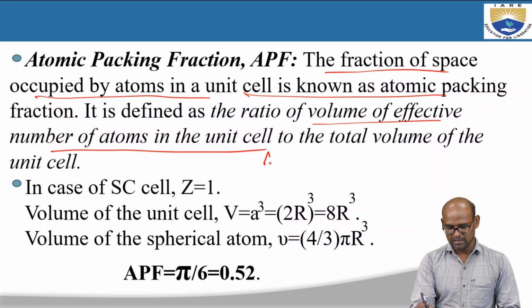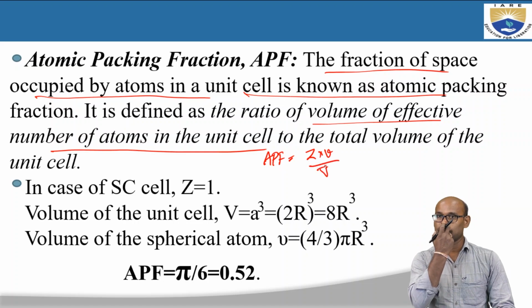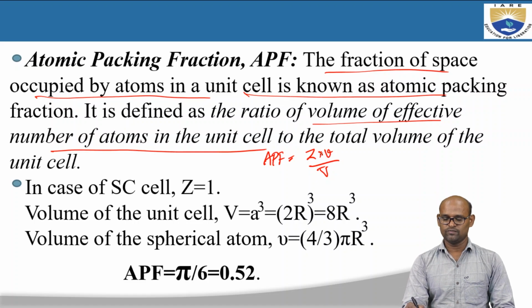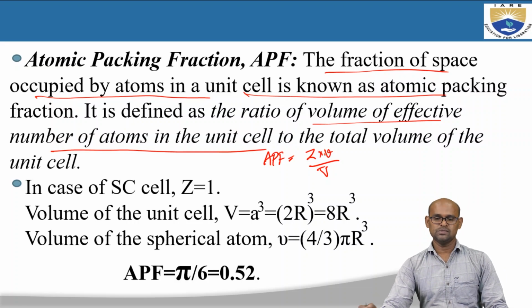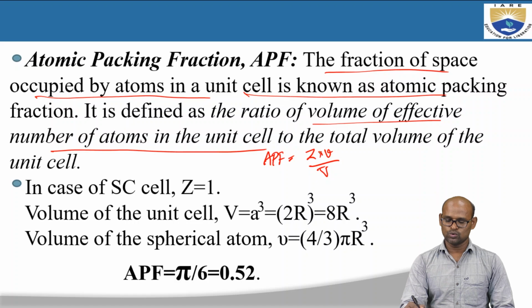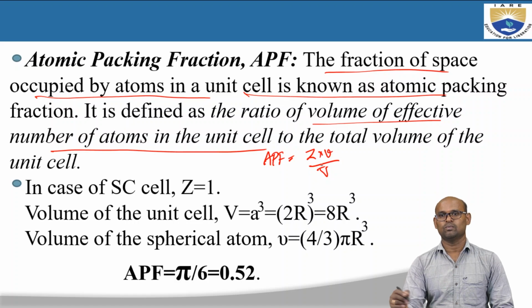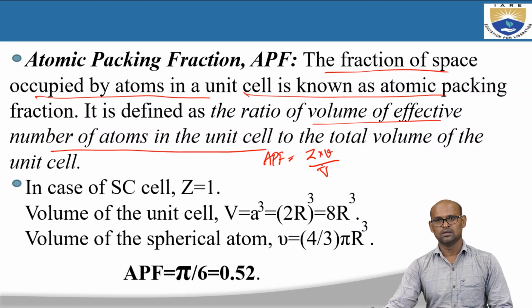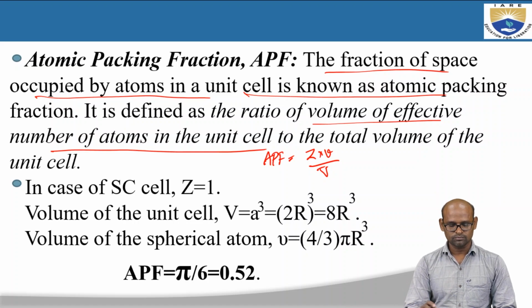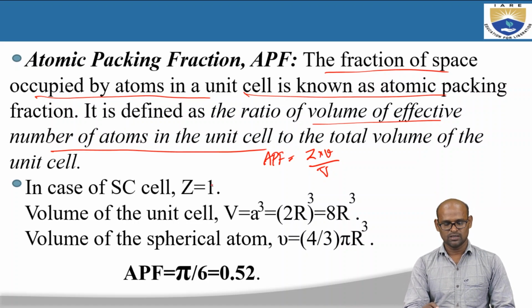Mathematically, we can write it as Z into small v divided by capital V, where Z is the number of atoms per unit cell multiplied with the volume of each atom. So if there are 2 atoms per unit cell in BCC, it is 2 into the volume of each atom. If we are taking spherical atoms, then 2 into the spherical atom volume divided by the total volume of the unit cell will tell us the atomic packing fraction.